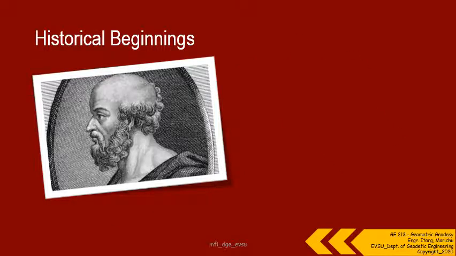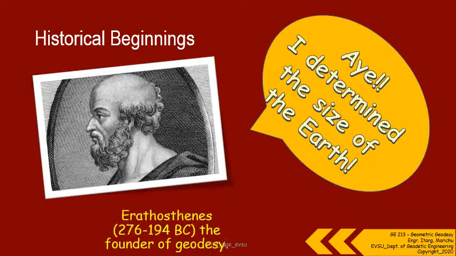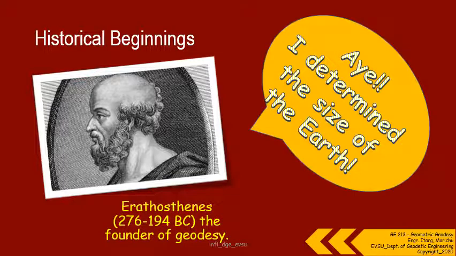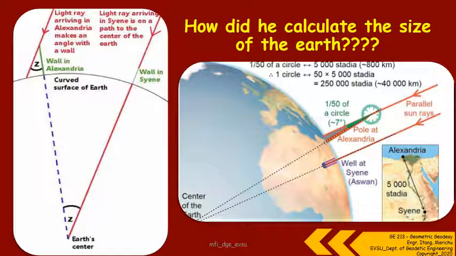So this man here, he is Eratosthenes. He is the one who first determined the size of the Earth. So how did he determine the size of the Earth? I have here the illustration of what he did in measuring the circumference of the Earth. At first, he measured the wall in Alexandria, and the shadow cast by that wall.